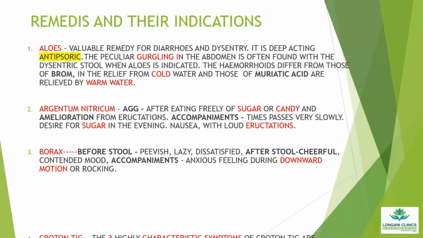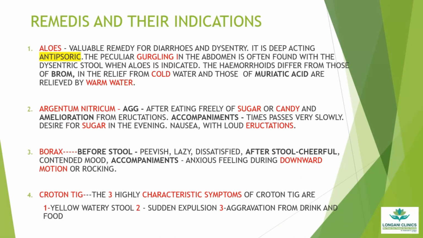Remedies and their indications. The first remedy, aloes. Valuable remedy for diarrheas and dysentery. It is deep-acting antipsoric. The peculiar gurgling in the abdomen is often found with the dysentery stool when aloes is indicated. The hemorrhoids differ from those of bromium in the relief from cold water, and those of muriatic acid are relieved by warm water.